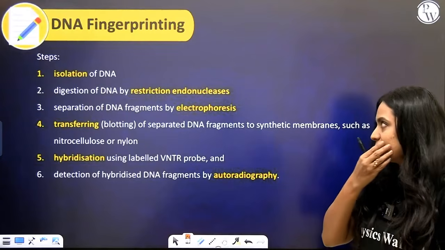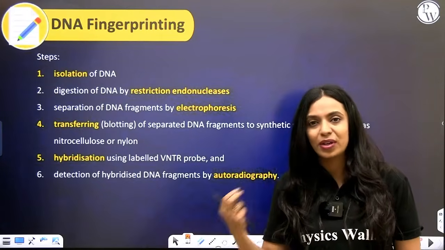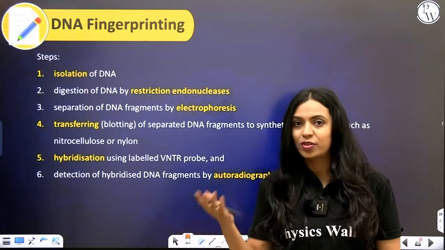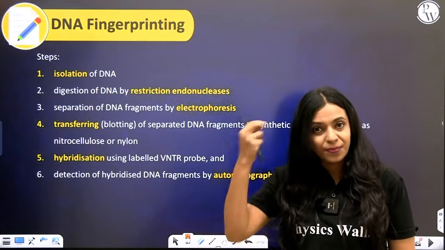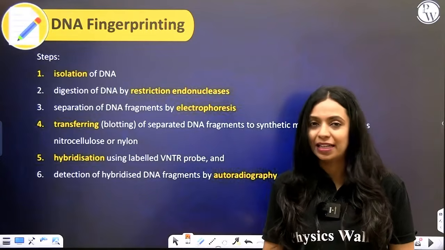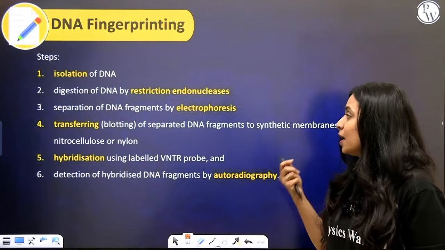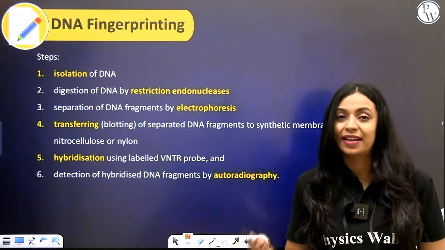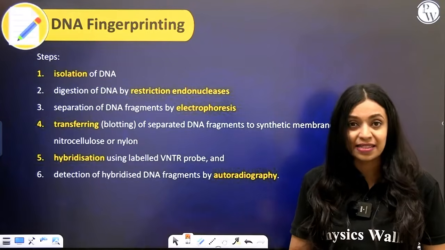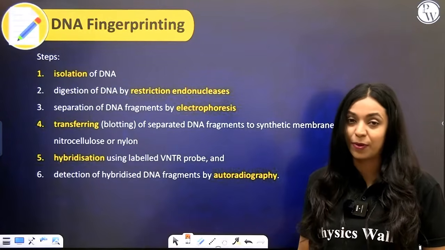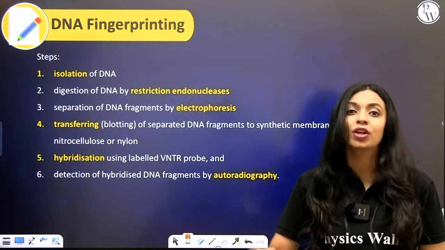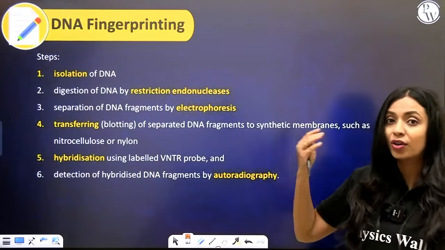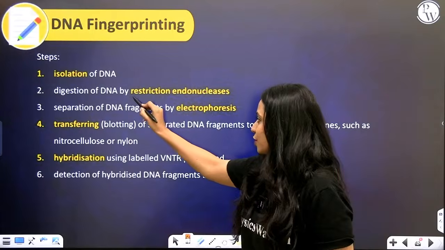So what basically is done during DNA fingerprinting is you isolate the DNA. If it's a crime scene, you isolate it from any living cell. It could be blood, it could be hair, it could be semen, it could be anything. So you isolate DNA, you take this DNA and digest it. Digest it means make use of enzymes to cut the DNA into fragments, because DNA is a very long, what do we say, molecule, right? So you cut it. In order to cut it, you make use of enzymes called restriction endonucleases.